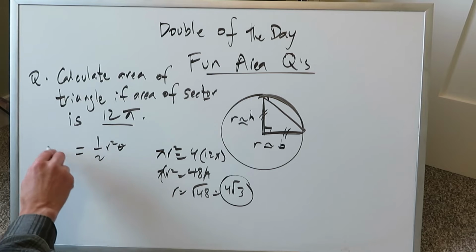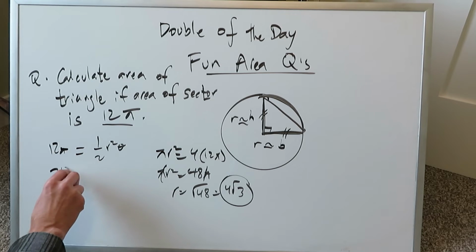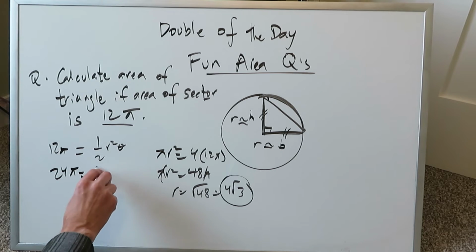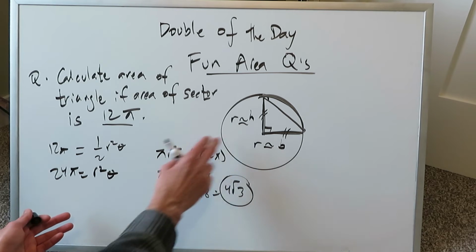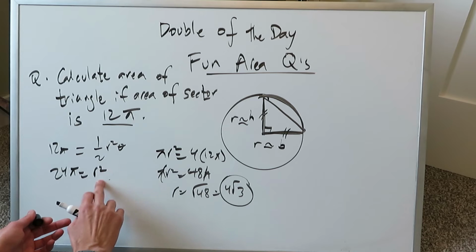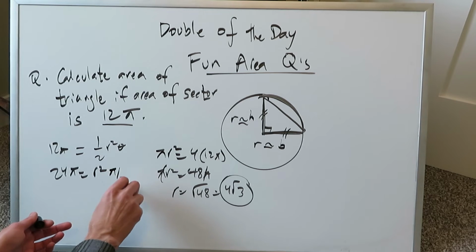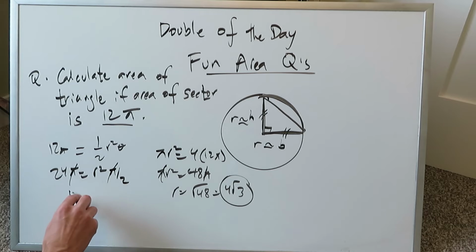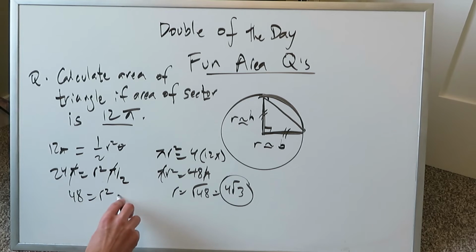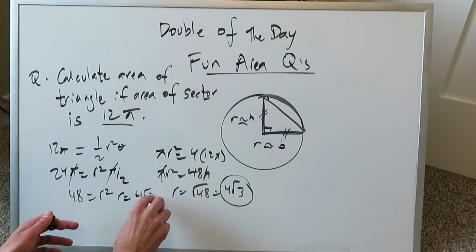We know half r squared theta is equal to 12 pi. We have 24 pi is equal to r squared theta, and theta over here is pi over 2. Remember, 90 degrees in terms of radians is pi over 2. This pi and this pi can cancel out. You can take 2 to the other side. You get 48 is equal to r squared, and then r is of course equal to 4 root 3.